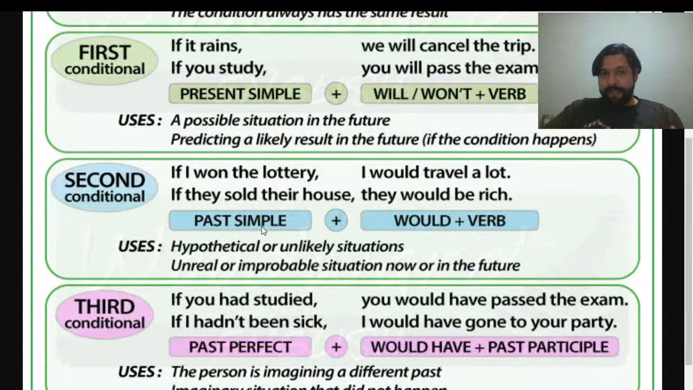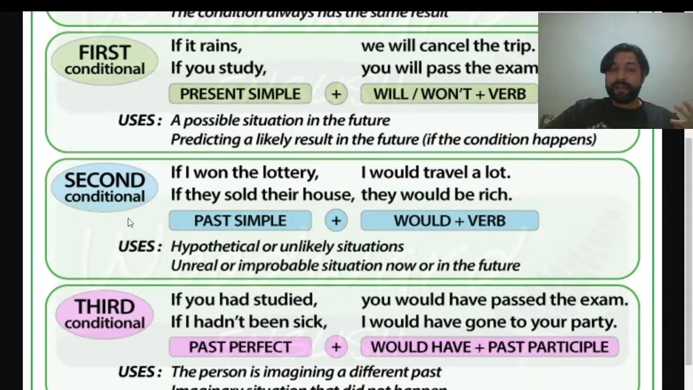The second conditional. Basically, here we have the present in the first conditional, so we use the past. Here we have will, and here we have the past of will, would. So the structure of the second conditional is this. We use the past in the first clause, and would or could, or might. This is the idea that we use in Portuguese: faria, seria, poderia.